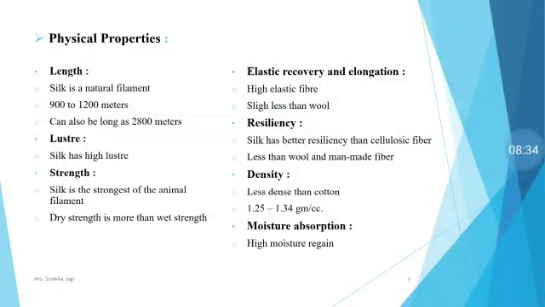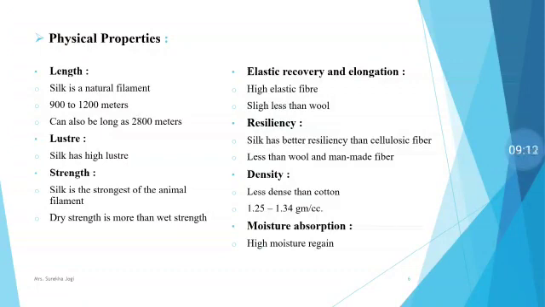Then the next physical property is elastic recovery and elongation. Silk is a very elastic fiber, but compared to wool, its elasticity is slightly less. This means the elasticity of silk is more than cotton and jute, but less than wool fiber. Then regarding resiliency, silk has better resiliency than cellulosic fibers, meaning cotton, linen and jute, but less than wool and man-made fibers.